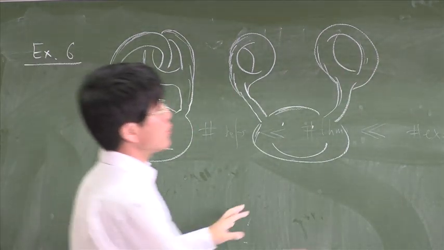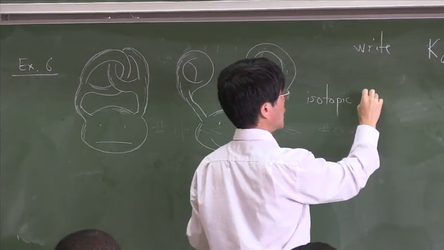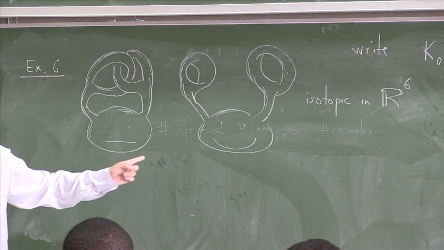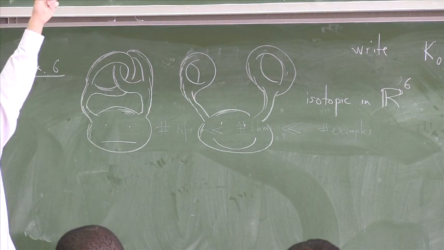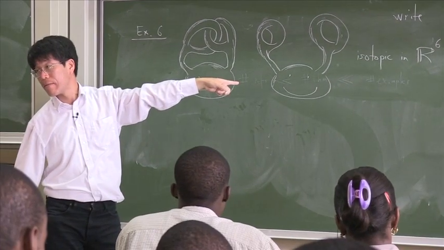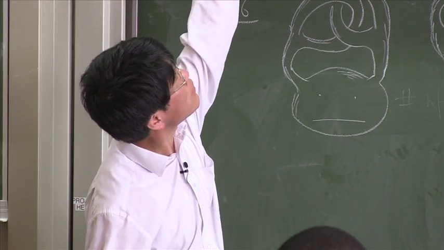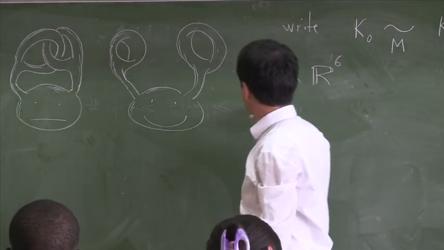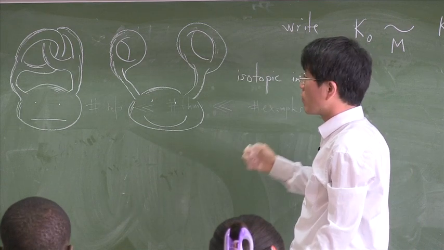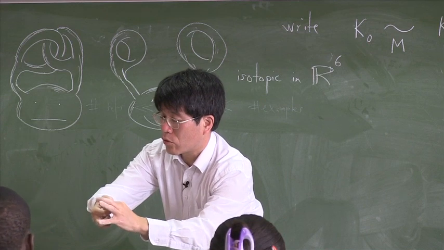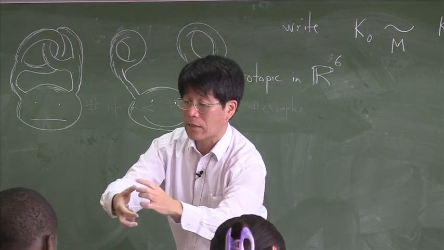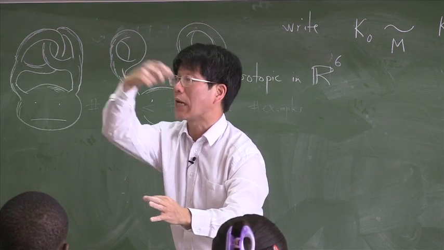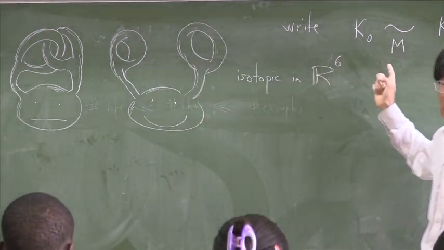Question: are these surfaces isotopic in R6? You answer the question for that case. Do you think these are isotopic in R6? You said that that knot is isotopic to that knot in R6, six dimensions. Do you think this is isotopic to this in R6? The question is whether you can go from here to here, whether a surface which has dimension 2 can go past another surface of dimension 2 by going around in an extra dimension. Do you think 6 is enough? Yes, it's exactly the same calculation.